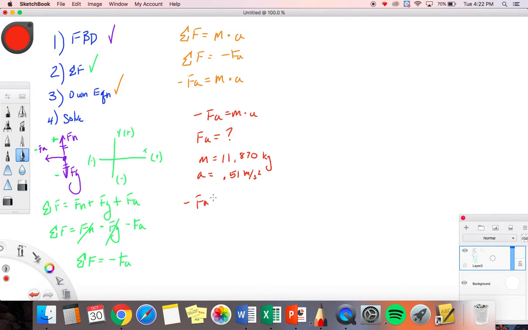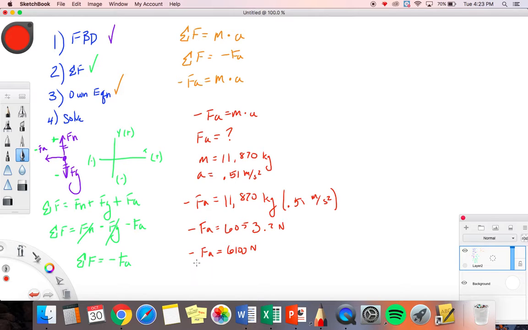Negative force applied is equal to the mass, 11,870 kilograms, multiplied by 0.51 meters per second squared. And you are good. Then plug it into your calculator. You should get that the negative force applied is equal to, and your calculator answer is going to be 6053.7 newtons, but we want 2 sig figs from the 0.51. So our final answer is that negative force applied is equal to 6,100 newtons.